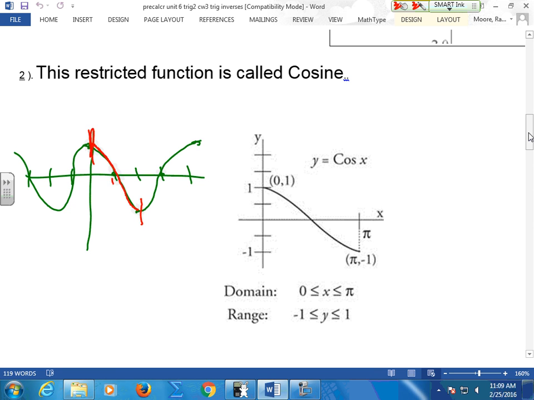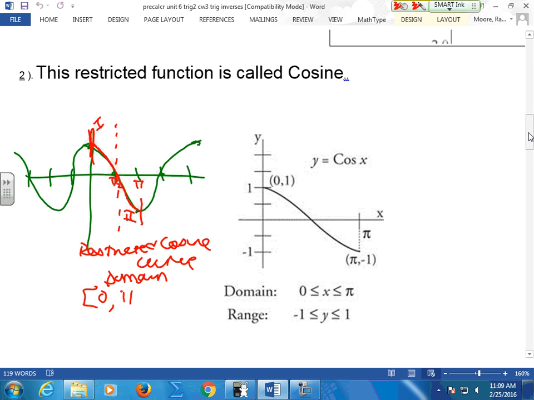So this is my pi over 2. This is my pi. What quadrant am I positive in? 1. What quadrant am I negative in? 2. So a restricted cosine curve goes from 0 to pi.